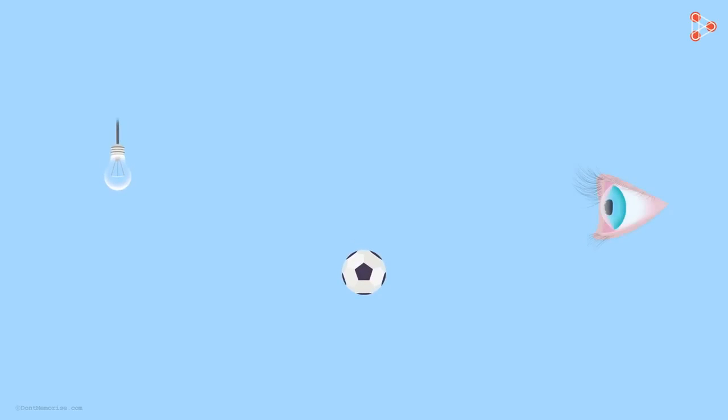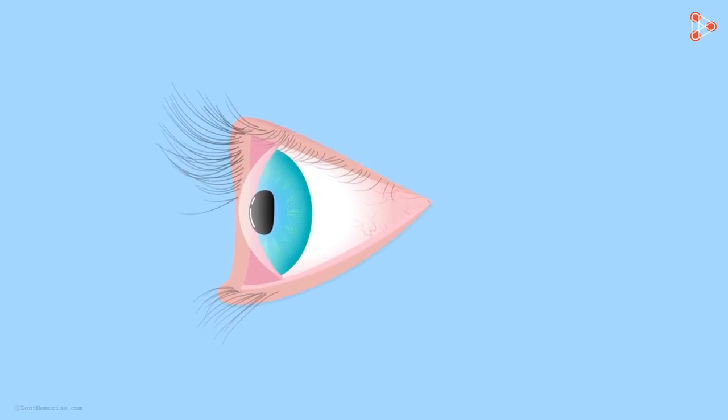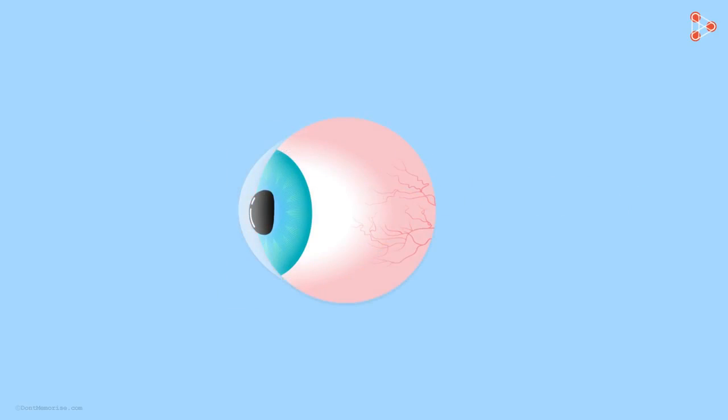We learned that objects are visible because of the light getting reflected from their surfaces. This reflected light enters our eyes and we see that object. What happens inside the human eye when the light rays enter it? What is it that helps us see the things around us?